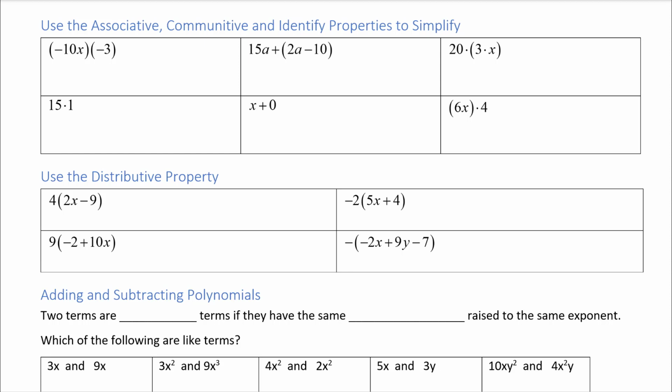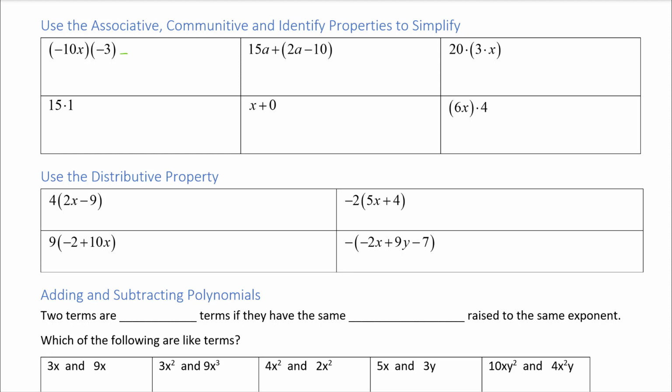Okay, next we're going to use the associative, commutative, and identity properties to simplify, and I'm going to be real specific about why we're doing what we're doing so that we can use this seamlessly in the future. I know you've probably already taken negative 10x times negative 3 before, but I'm trying to explain why you're allowed to move things around.